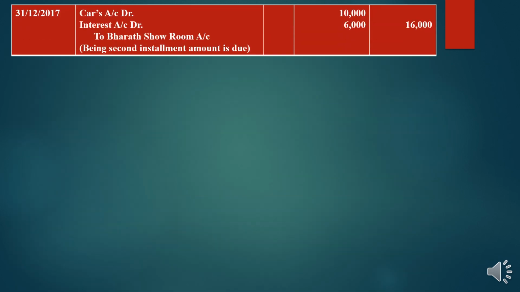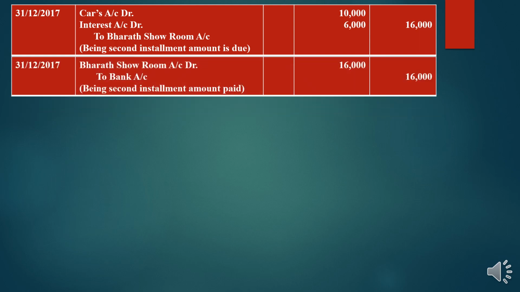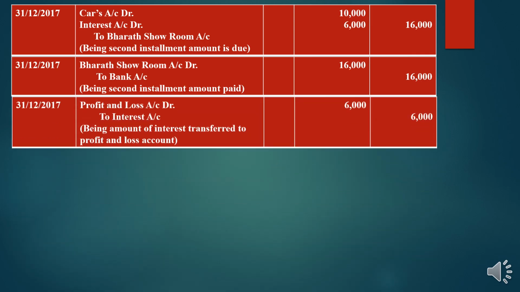So now let us proceed to 2017. Here again the second installment amount is due: cars account debit, interest account debit to Bharat showroom account. Next journal entry for second installment amount paid: Bharat showroom account debit to bank account, 16,000. Next journal entry to transfer the interest to profit and loss account: profit and loss account debit to interest account.